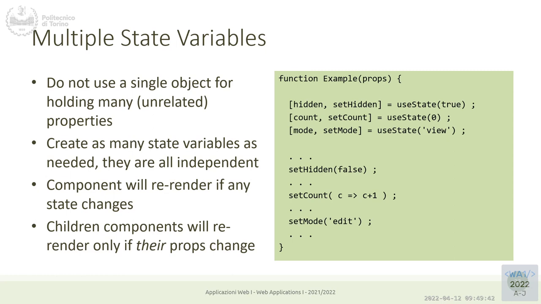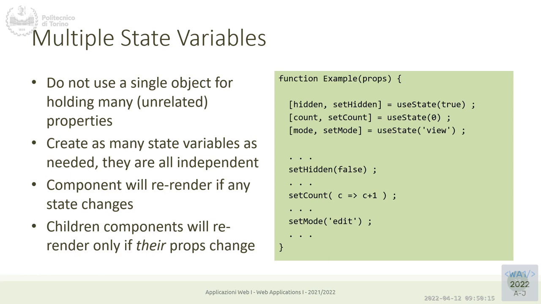If we have all the state information in one object, whenever one of these pieces of information changes, the object changes, and so all the components that depend on that object will need to be re-rendered. That means even components that depend on another attribute of that object. React doesn't go into the detail to see which attribute you changed. It sees a new object, and so it will render all the dependents.